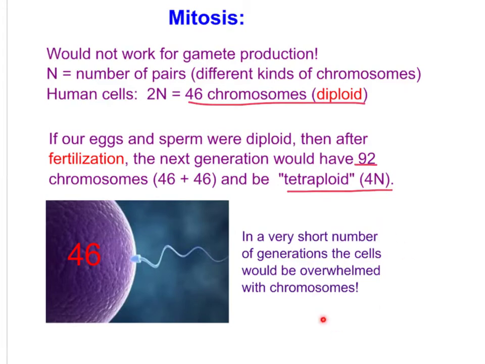In a very short number of generations, if it were to work and the organism were to live, cells would be just absolutely overwhelmed with chromosomes. Every generation would have double the number of chromosomes. Well, how do we solve this problem? Meiosis solves this beautifully. Let's look at that.